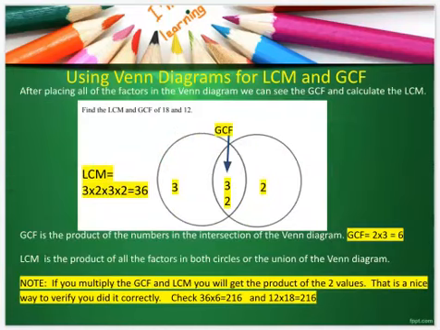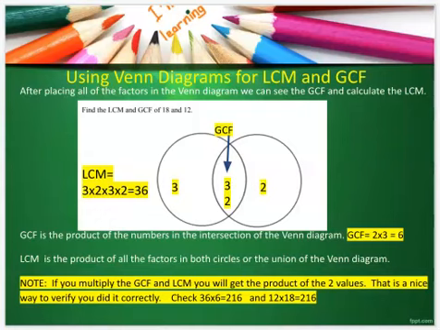So using a Venn diagram for the LCM and GCF, now you can calculate or look at those values in your Venn diagram. So the greatest common factor is going to be in the intersection of the Venn diagram. So in this case, a 3 times 2, so our greatest common factor is 6. The LCM, you're going to multiply all the factors. So you're going to multiply 3 times 3 times 2 times 2, and you're going to get 36. So 36 is the LCM.